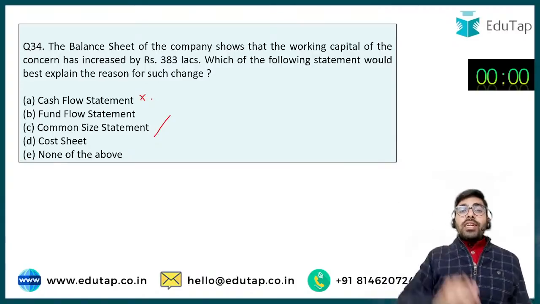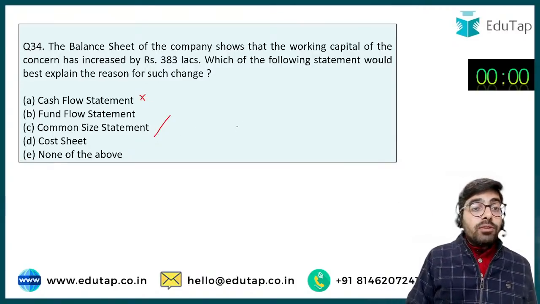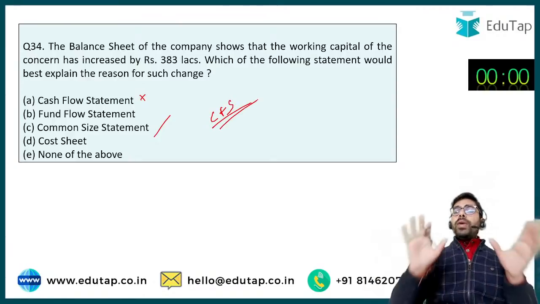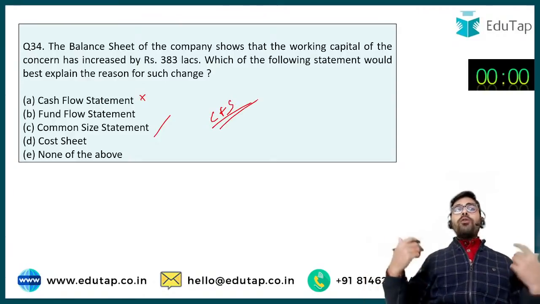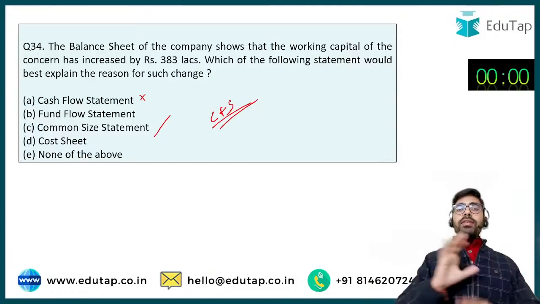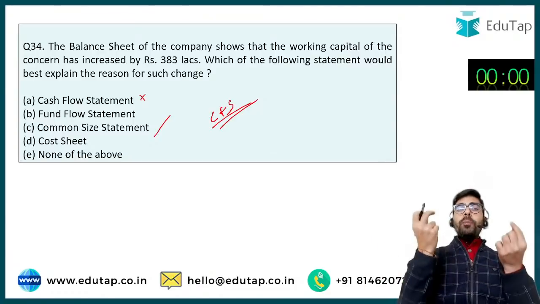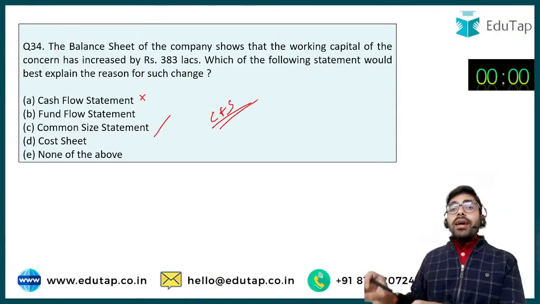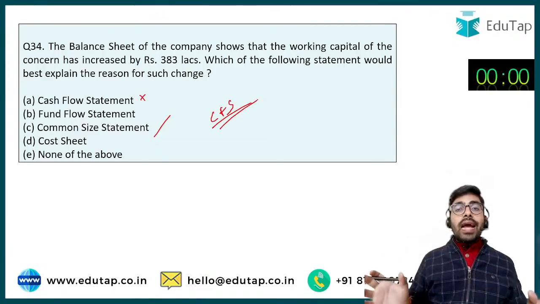We have these two types of statements which are mentioned in your syllabus. One is the cash flow statement, very easy. We are concerned with the inflow and outflow of the cash during the year. We are basically trying to make a reconciliation of how much cash we had in the opening and at the end of the year. We are trying to do this reconciliation in the cash flow statement.